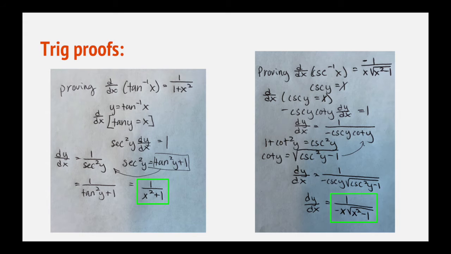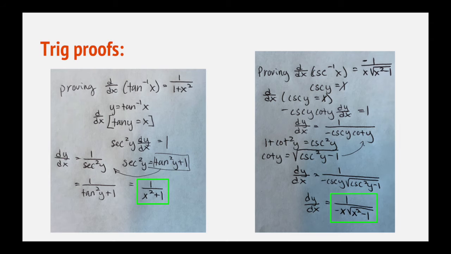In this slide are the trig proofs. On the left side, we are proving the derivative of the inverse tan function, which should be equal to 1 over 1 plus x squared. We start off with y equals inverse tan x, which means tan y equals x. Now we take the derivative: secant squared y times the derivative of y equals 1. If you divide each side by secant squared y, the derivative of y equals 1 over secant squared y.